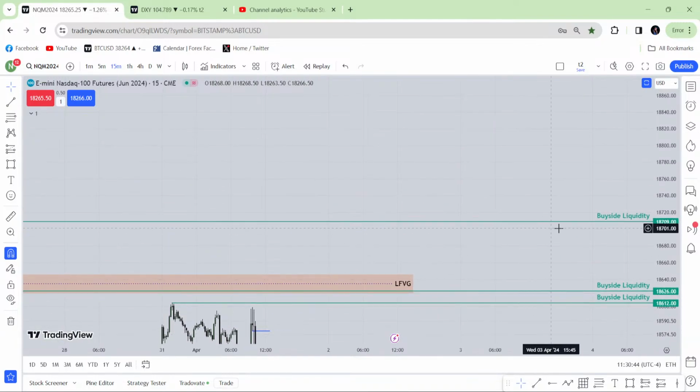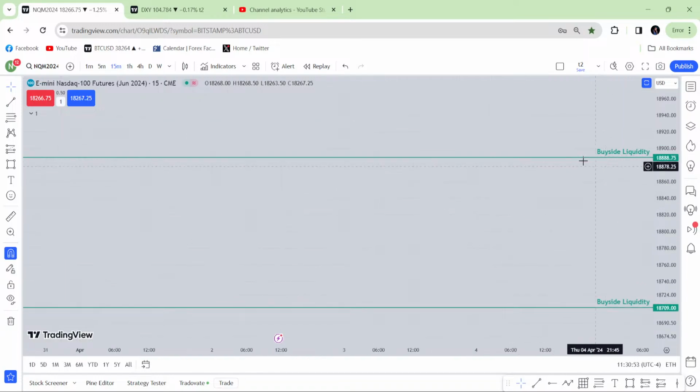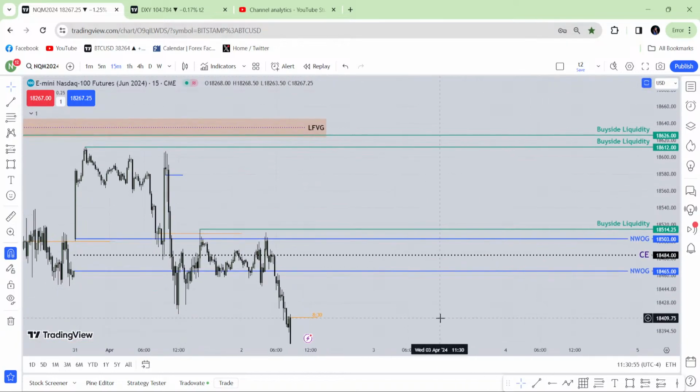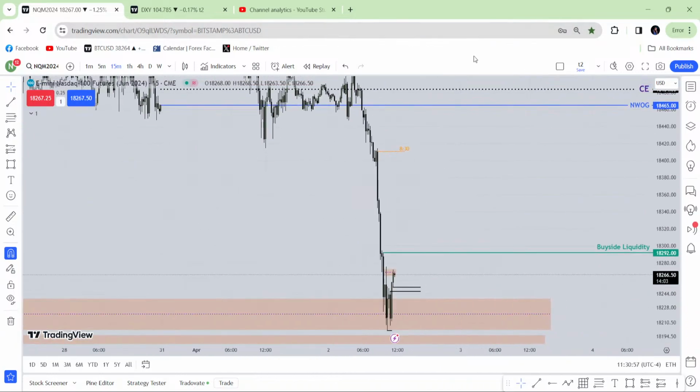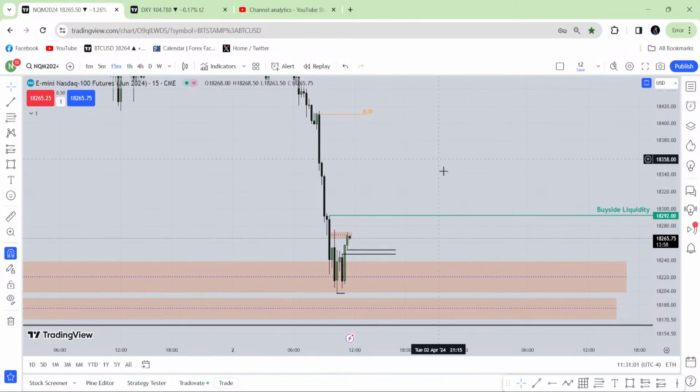Until price reaches that level. Sorry, here. I'm bullish. 18888.75. Until that level, I'm bullish. When price goes over there, then maybe I'll be bearish. I'm not sure, but I will see the after effect. Okay, but until then, I'm bullish.